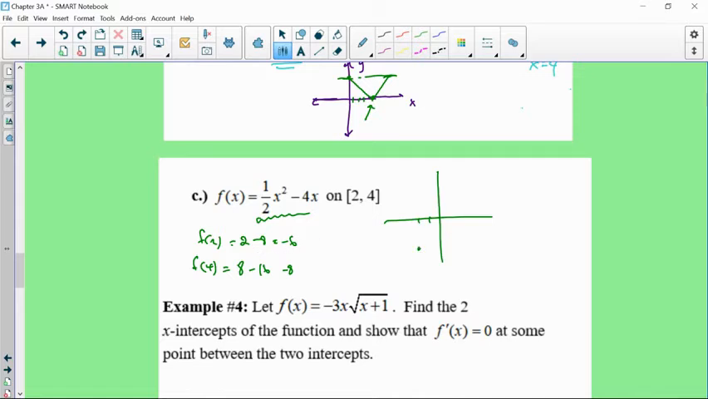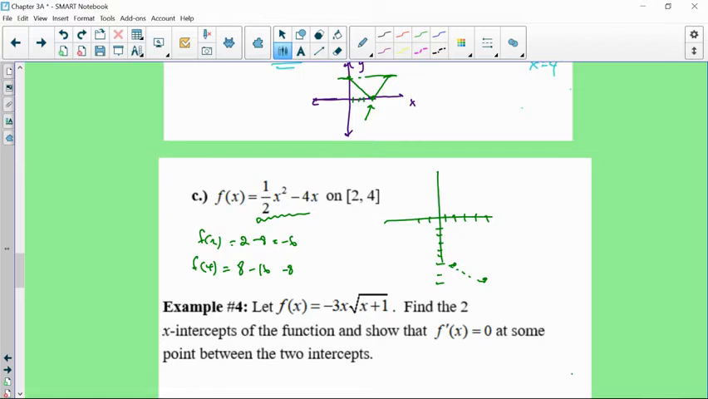Oh, I don't know why I drew it to -2. Let's try that again. When you're at 2, you're at -6. And then when you're at 4, you're at -8. So you're down here. So again, f of a and f of b aren't equal to each other. So there's no derivative that has to be equal to 0.